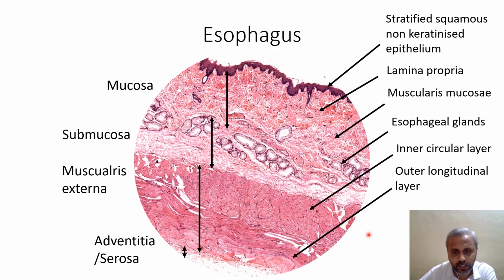In the middle one third of the esophagus, it is a combination of skeletal muscle and smooth muscle, whereas in the lower third of esophagus, it is entirely smooth muscles. This is the adventitia, which is made up of loose connective tissue. Only the intra-abdominal part of esophagus has serosa.